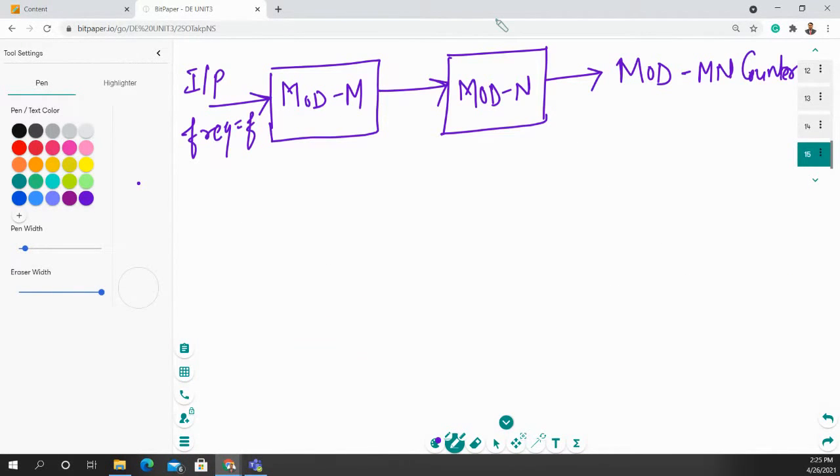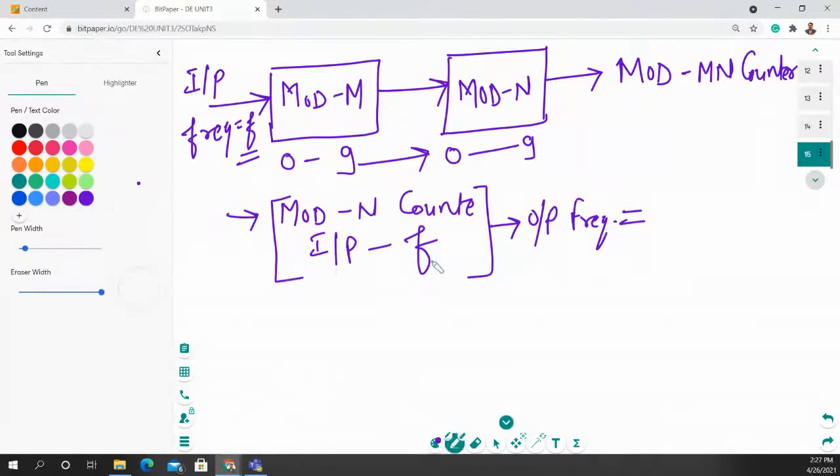The output of the M counter is given as an input to the N counter. Let's suppose that it is counting from 0 to 9. After that you have to send the signal to the next counter, so again it will count 0 to 9. That frequency is the frequency which you are using divided by the number of clock mods. So this is the output frequency.